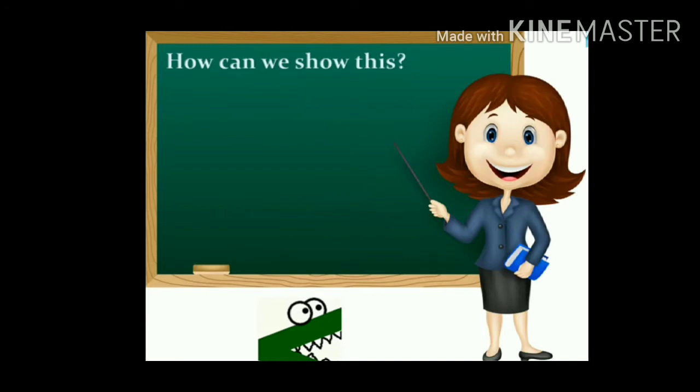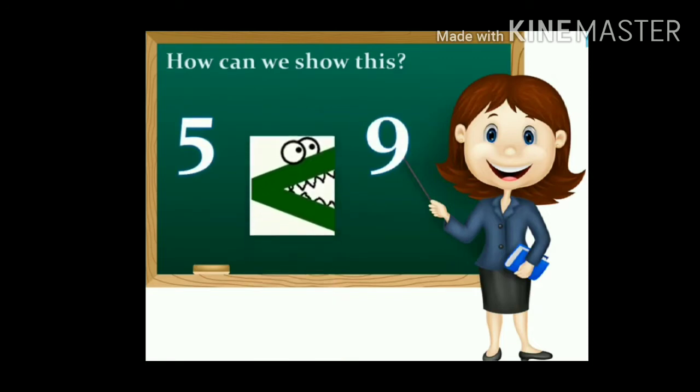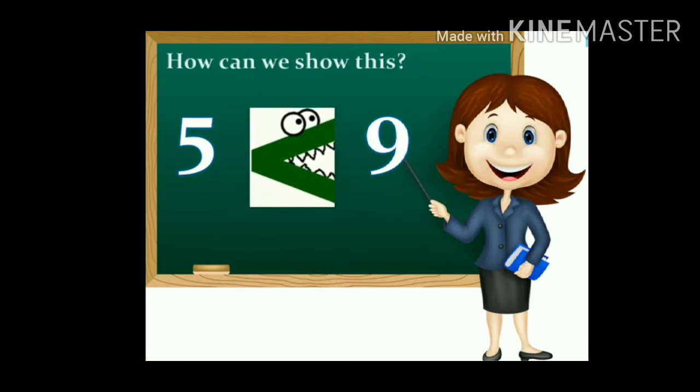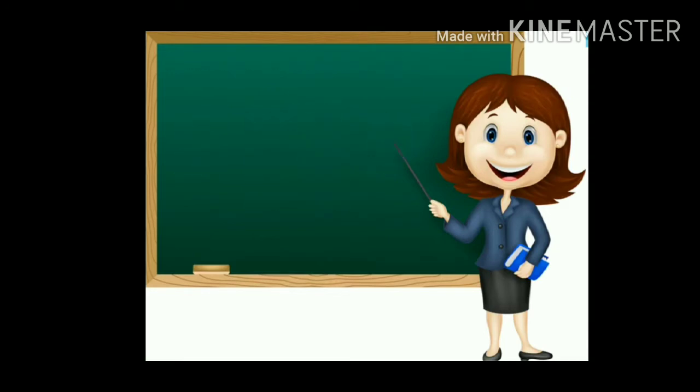See, now 5 and 9. Which is greater? Which is the big number? Yes, this is the crocodile mouth. Crocodile always eats the big number. So 9 is the big number. Now it's time to practice. Always the crocodile eats the bigger number.